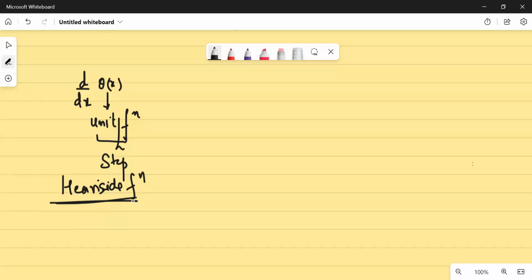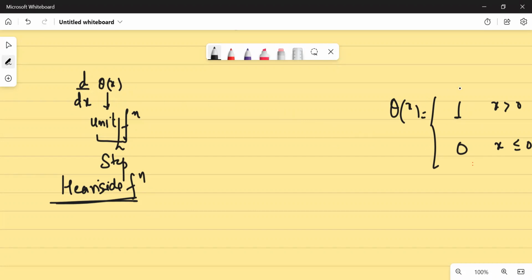Okay. If you have to write the derivative of the unit step function, what is that unit step function? As the name suggests, there is a step of unity. If x is greater than 0, this is 1. If x is less than or equal to 0, this is 0. And if I want to write d by dx of theta x, then what would it be?